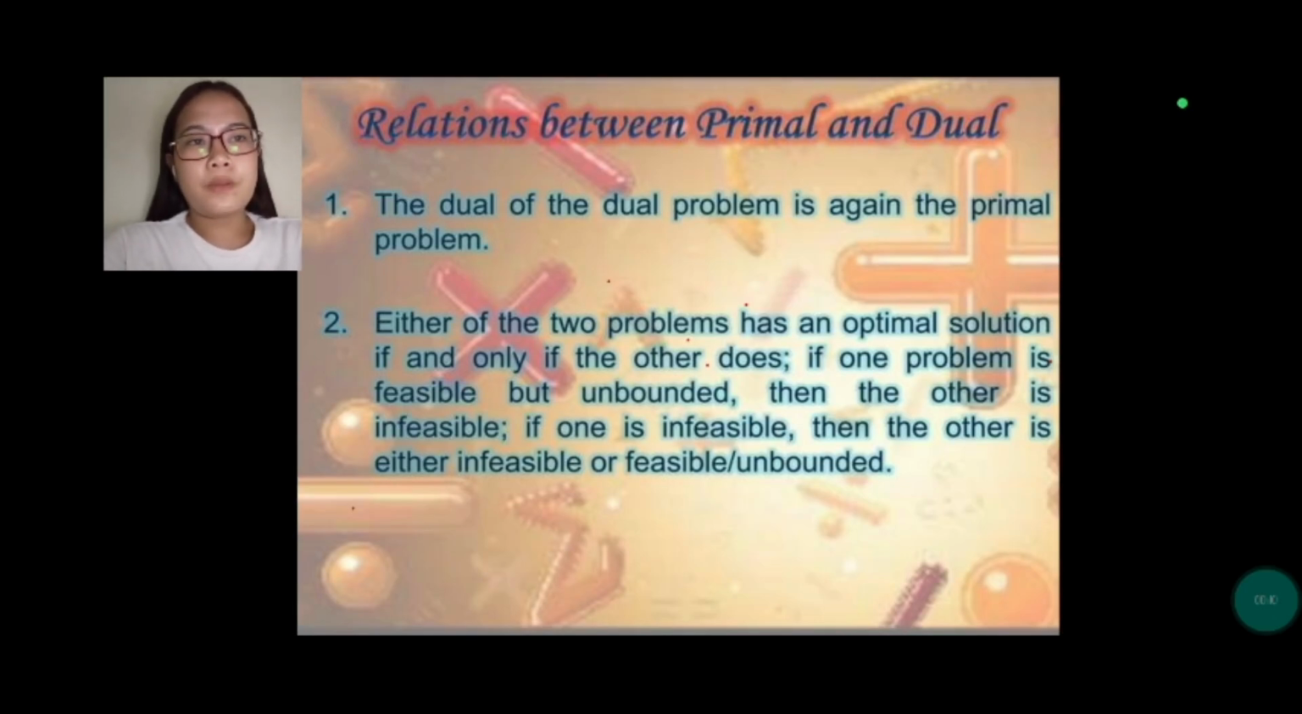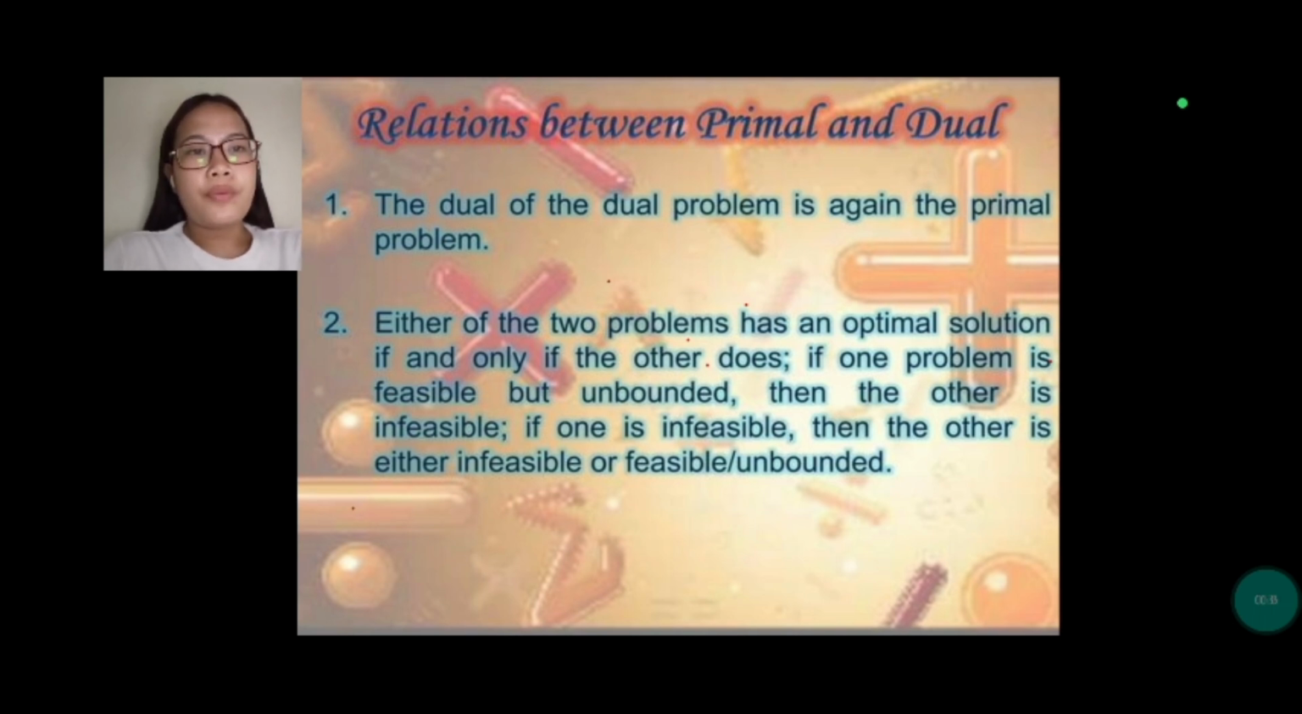The relationship between primal and dual. So, the primal is the original linear programming problem, while the dual is related to the linear programming problem but derived from the primal data. So, the dual of the dual problem is again the primal problem.